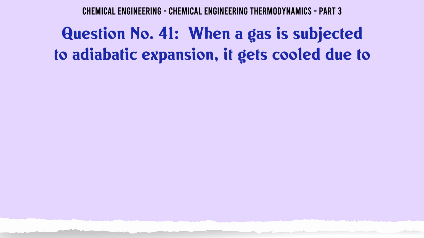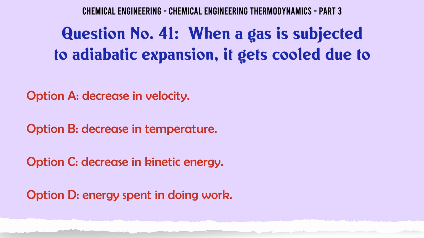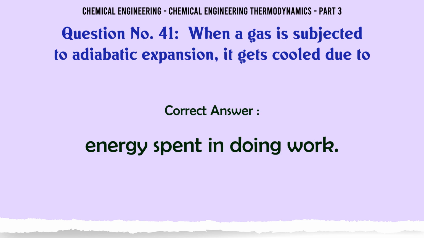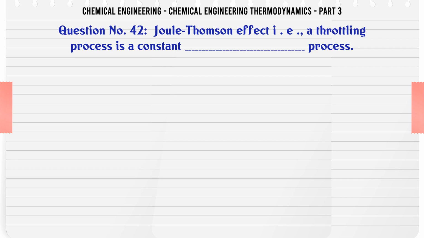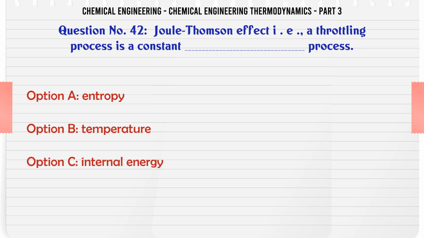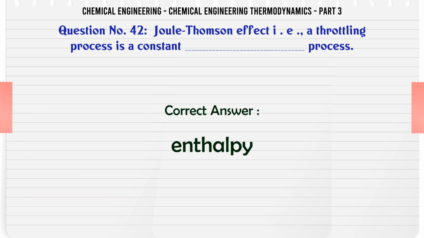When a gas is subjected to adiabatic expansion, it gets cooled due to A. decrease in velocity, B. decrease in temperature, C. decrease in kinetic energy, D. energy spent in doing work. The correct answer is energy spent in doing work. Joule-Thomson effect, i.e. a throttling process, is a constant process. A. entropy, B. temperature, C. internal energy, D. enthalpy. The correct answer is enthalpy.